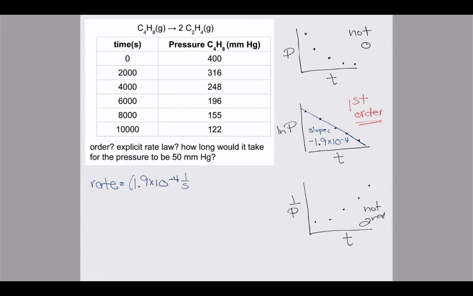and since it's first order, my units are inverse seconds, times the pressure of C4H8 raised to the first power, because it's a first order reaction. So there's my explicit rate law.